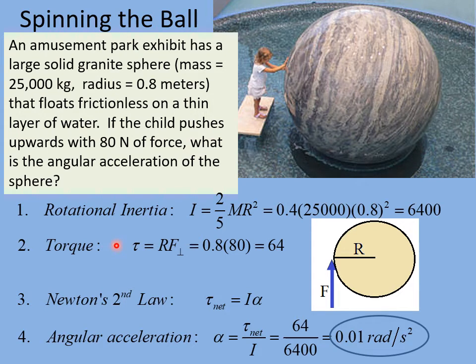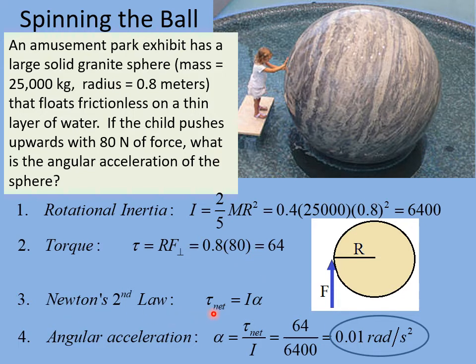The torque, we're told, can be calculated. Remember, torque is R times the perpendicular force. So the radius is the radius of the sphere, right? This child is pushing upwards. Here's a picture of the situation. Here's the sphere, and the sphere's radius is 0.8 meters. That was given. And we're told the child is pushing upwards with 80 newtons of force. So since these two, the R and the F, are at right angles, we can just multiply them together to get the torque, and the torque is 64.